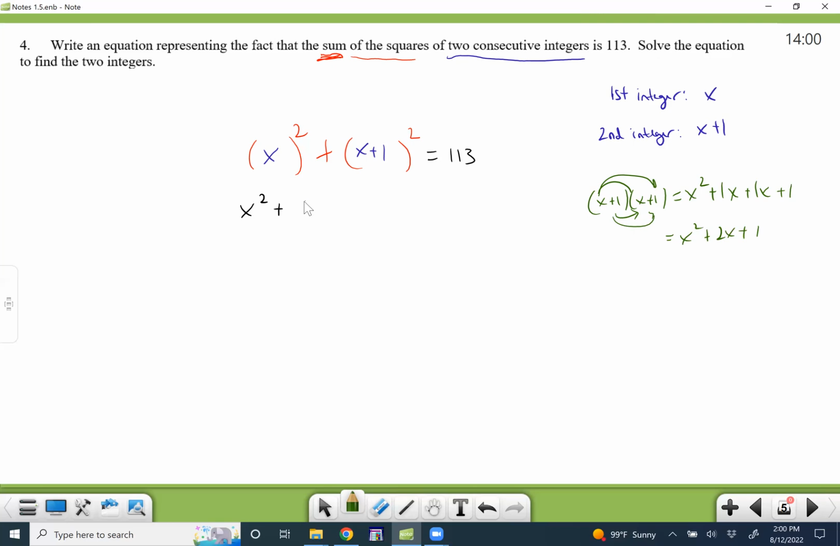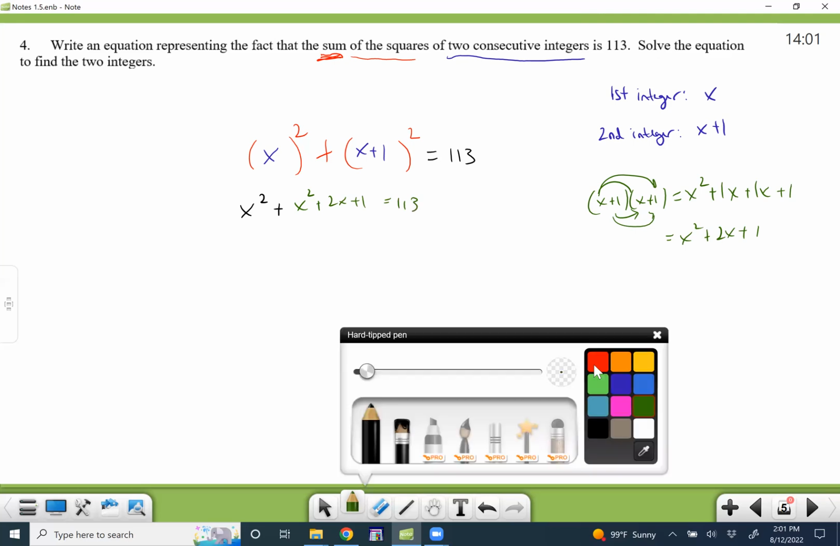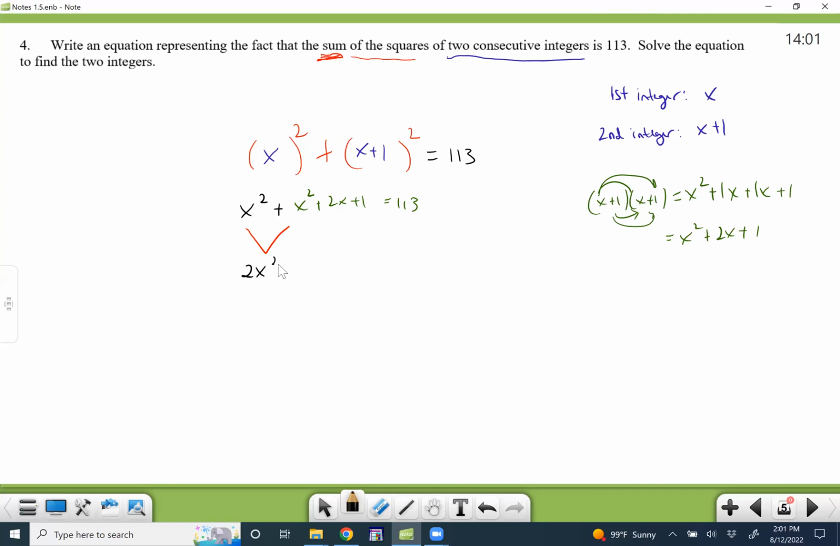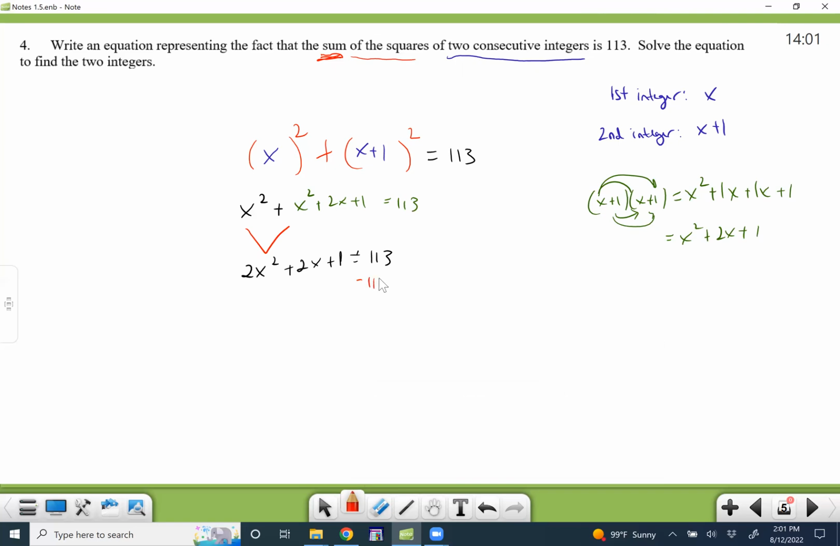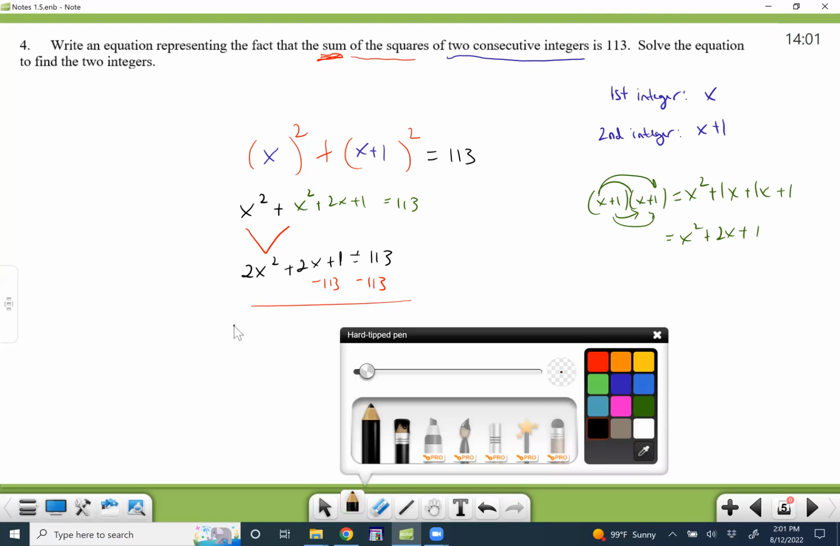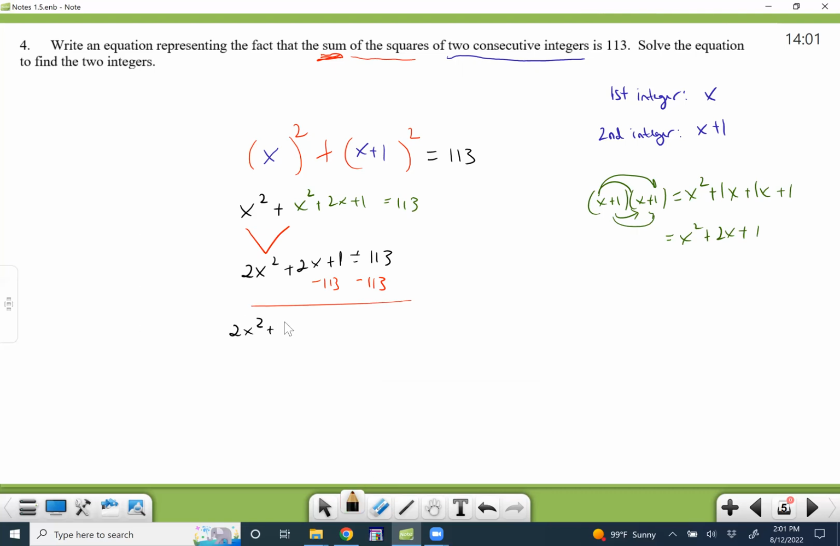All right, so it's going to be x squared plus 2x plus 1. And then we're going to combine x squared plus x squared, so 2x squared. We got to get everybody on one side, so let's subtract the 113 over to the other side. One, take away 113, will be negative 112.